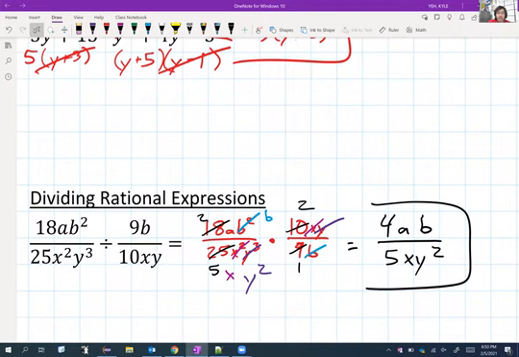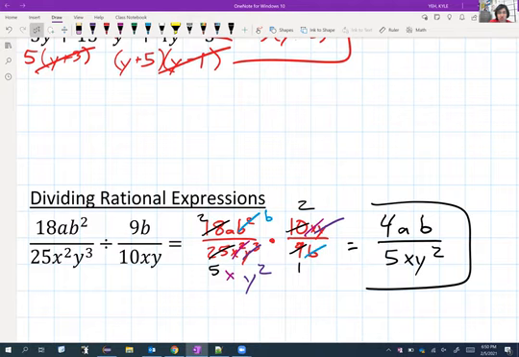All right, I have put my work on the screen, and hopefully you had a chance to work this out. When I started, copy dot flip, and now it's just a canceling game. I canceled some numbers, divided factors out, same with those variables. I got 4ab over 5xy squared.